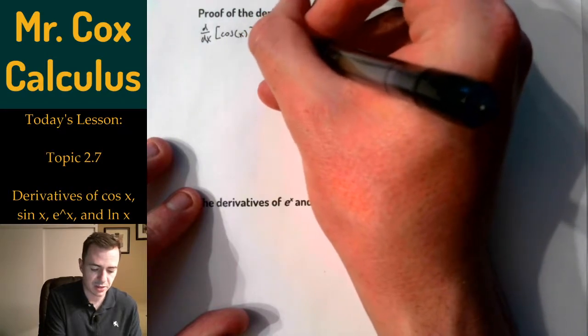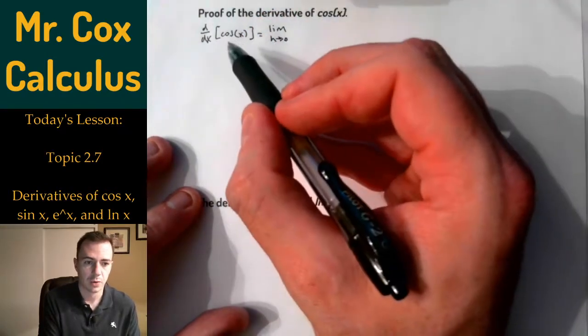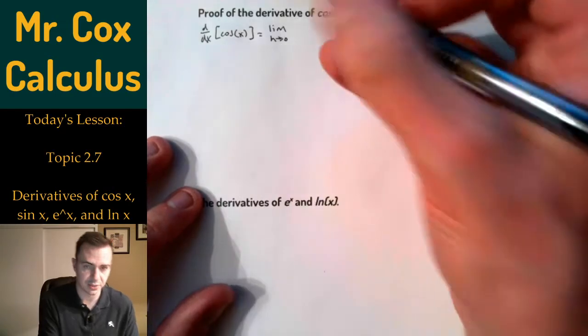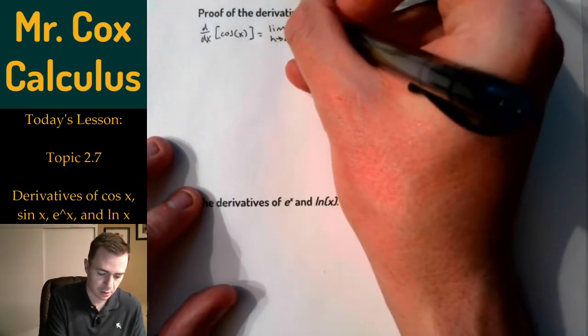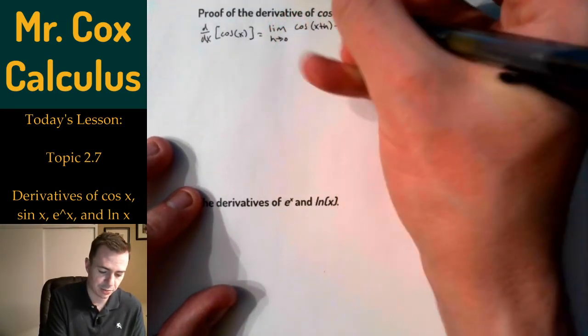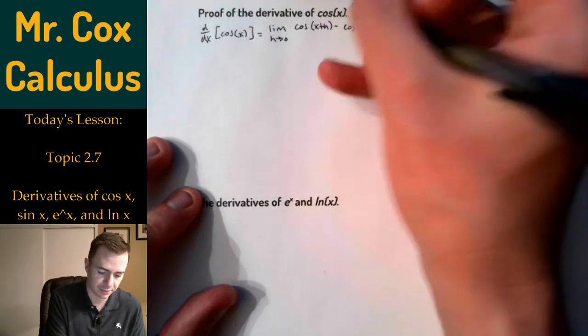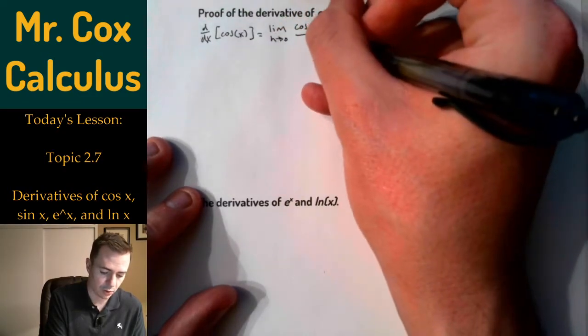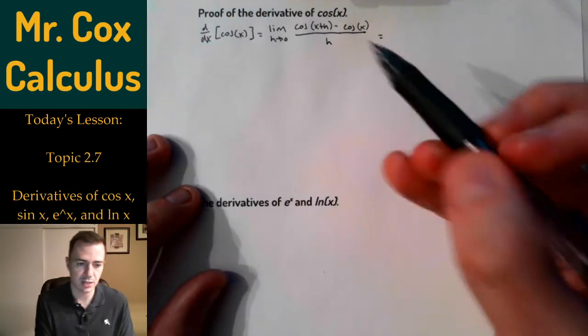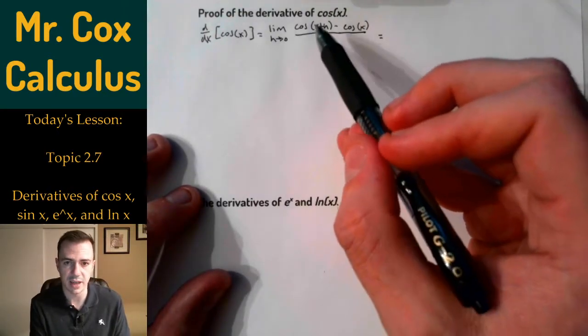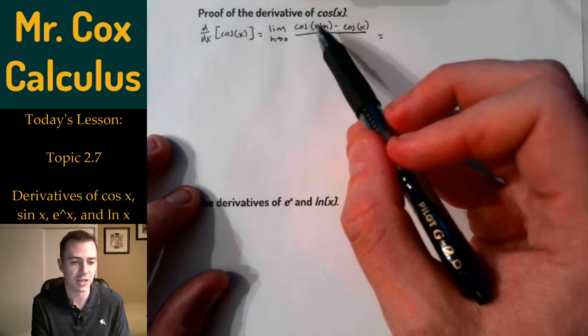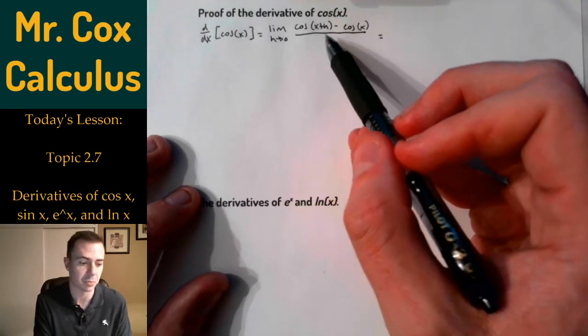This is the limit as h approaches 0. Well, I need to input x plus h, so this is going to be the cosine of x plus h minus the cosine of x, all over h. Just like what I did with my proof of sine of x, I need to use an angle addition identity here for the cosine of x plus h.